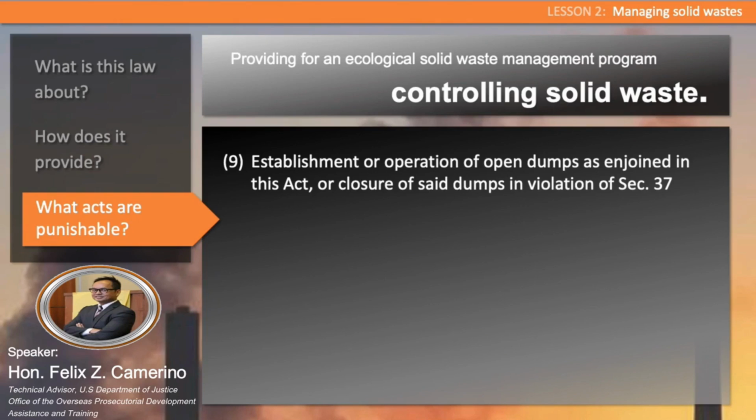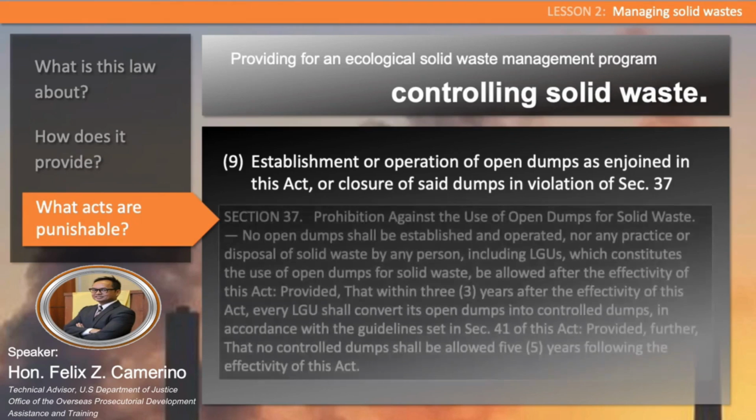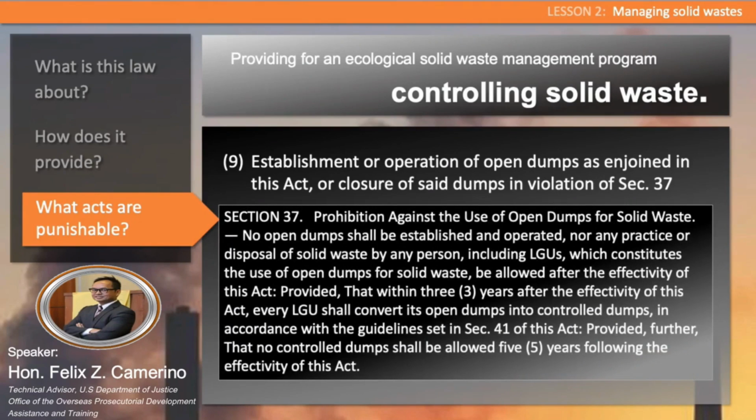Okay, so what I did then here is I copied that provision and here it is. So let's now do our analysis. Let's quickly read it. Prohibition against the use of open dumps for solid waste. That's the title. The provision starts with: no open dumps shall be established and operated, nor any practice or disposal of solid waste by any person, including LGUs, which constitutes the use of open dumps for solid waste, be allowed after the effectivity of this act.